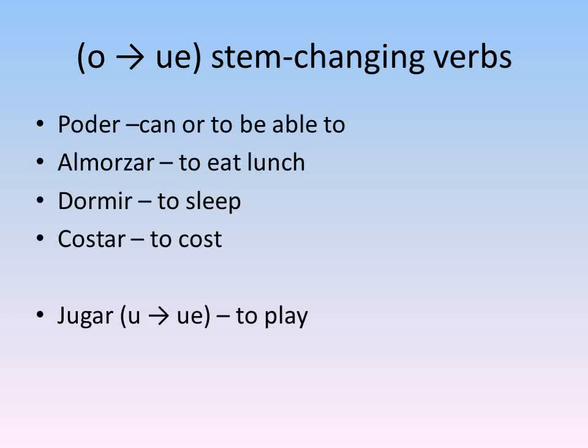To help you begin to correctly conjugate the stem-changing verbs, I want to include a list of verbs you may already know that are stem-changing. The first group on the list are O to UE stem-changing verbs. These verbs are poder, almorzar, dormir, and costar. Also on this list, we're going to include the verb jugar, which is actually a U to UE stem-changing verb, but is the only U to UE stem-changing verb you will learn.